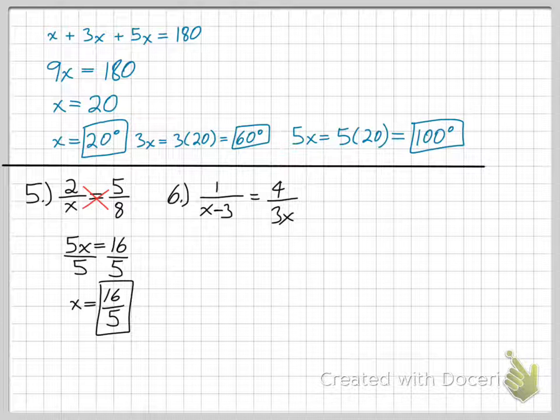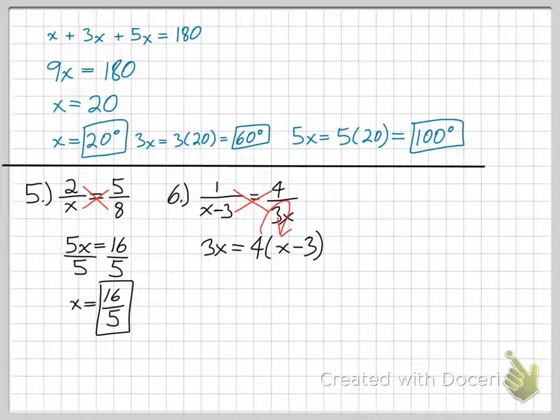We have 1 over x minus 3 is equal to 4 over 3x. Same methodology for tackling the problem. We cross multiply, and then we would get 3x is equal to 4 times x minus 3. And then, I would take this 4 and use the distributive property on the x minus 3 and get that 3x is equal to 4x minus 12.